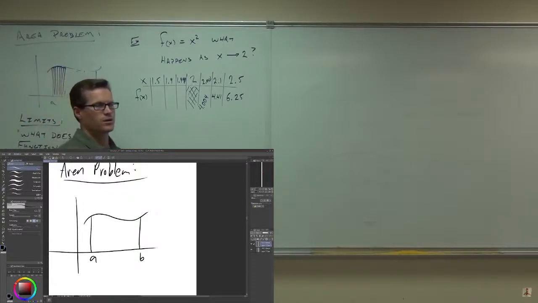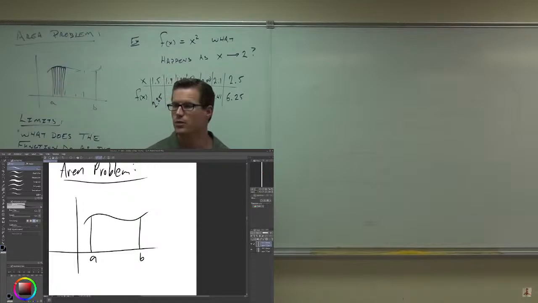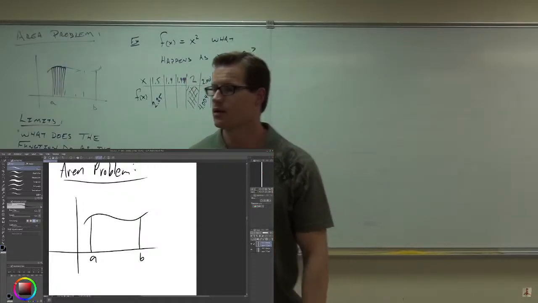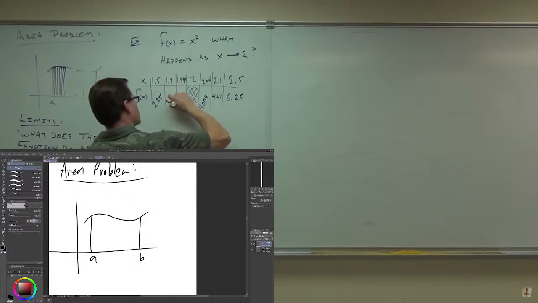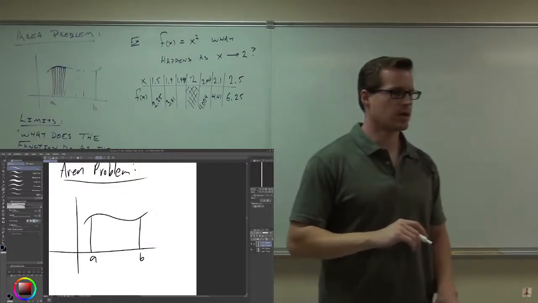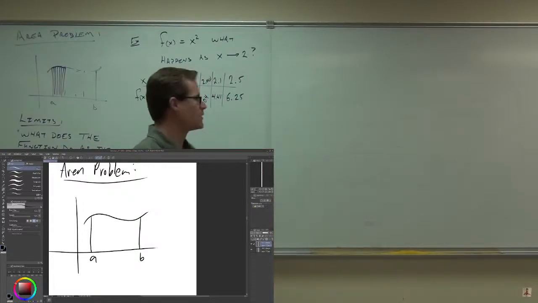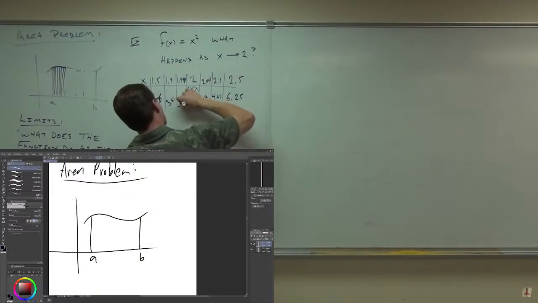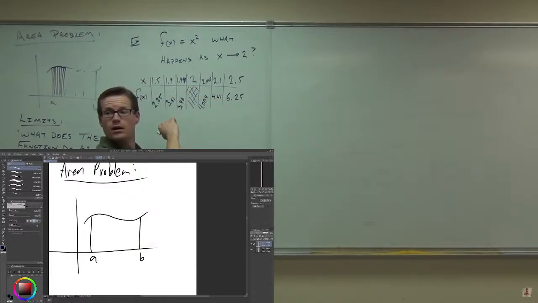How about 1.5? Oh, that's 2.25, isn't it? How about 1.9? Plug in 1.9. What do you get when you do that? X squared. 3 point something. And now do 1.999. What do you get? 3.960? Come on. Emma. Yeah? Okay, cool.